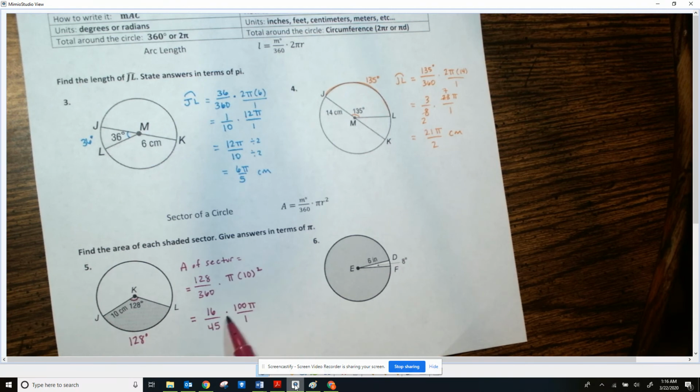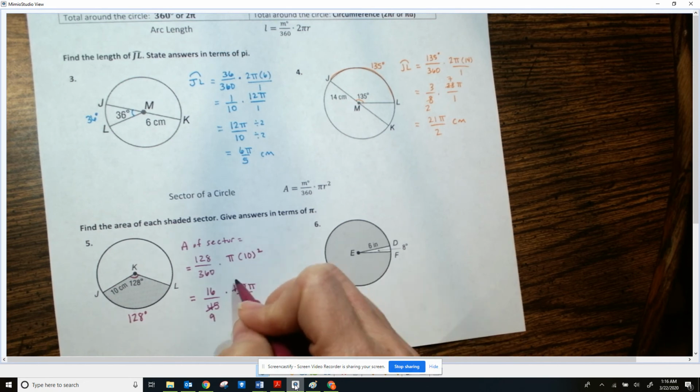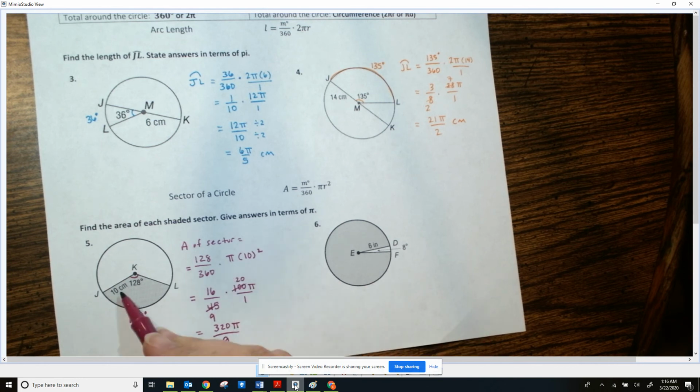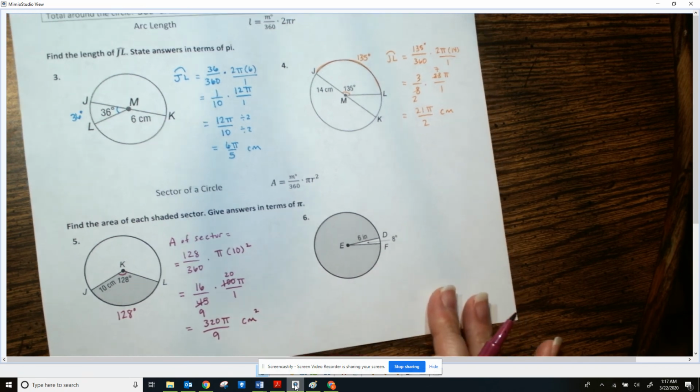I can simplify again before I multiply. 45 and 100 are both divisible by 5. So 5 goes into 45 9 times. 5 goes into 100 20 times. So 16 times 20 is 320 pi. 9 times 1 is 9. And again, the unit is centimeters. And because it's area of a sector, it's going to be centimeters squared.